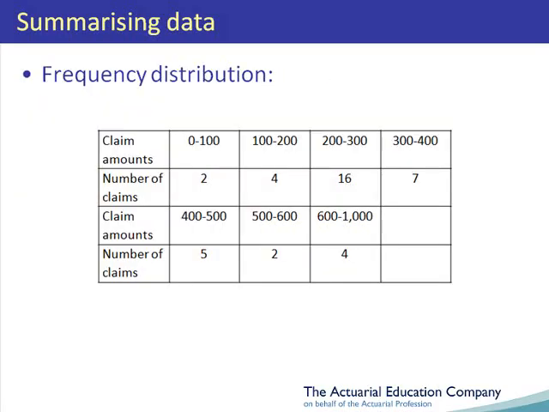To do this, we need to divide the data up into groups. We have chosen groups with a class width of 100, except for the last group, which has a class width of 400. If we do this, we obtain the figures shown in the table here.